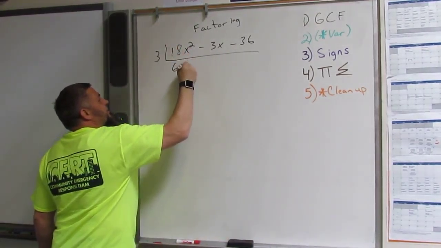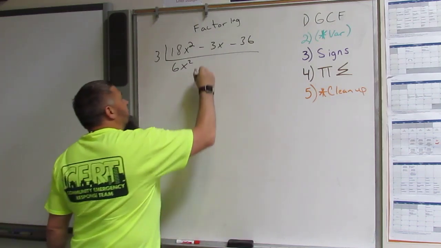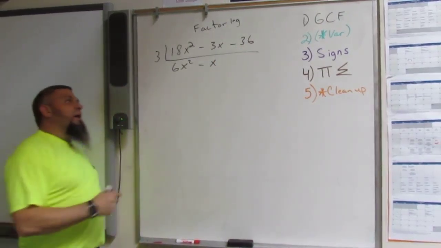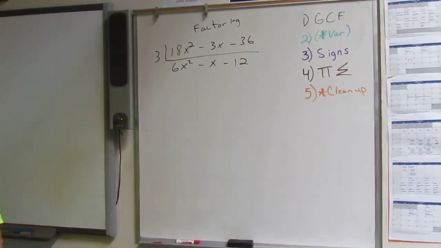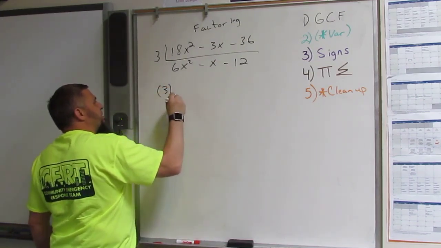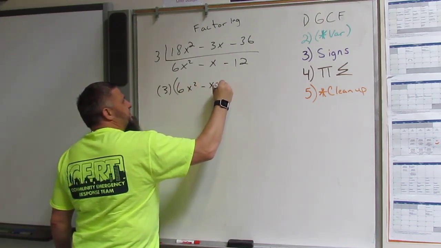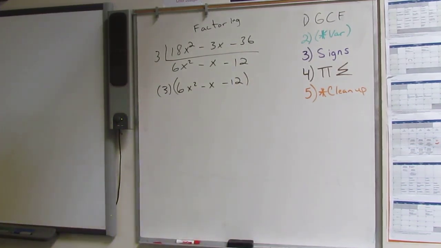Okay, so 6x squared. 3 goes into 3 how many times? 3 goes into 3 once. Good. And 3 goes into 36. Well, 3 goes into 3 once, and 3 goes into 6 twice. That's your first step. So I have 3 times 6x squared minus x minus 12. And see how we came right back to the one I created to begin with?